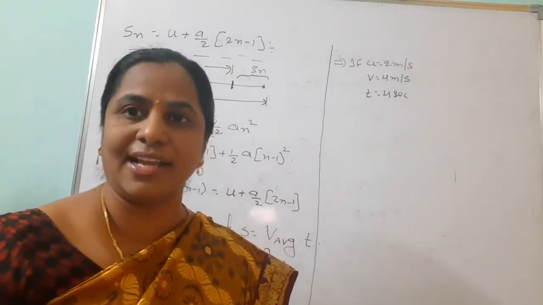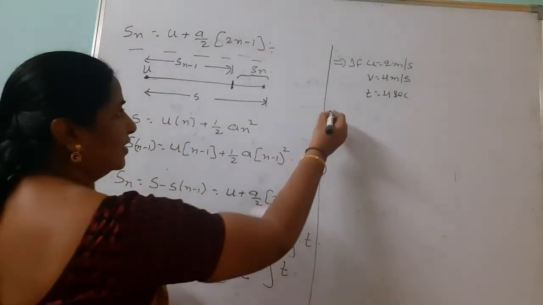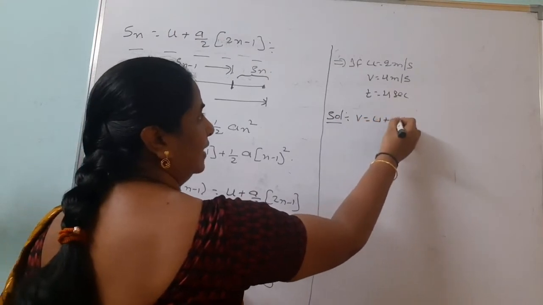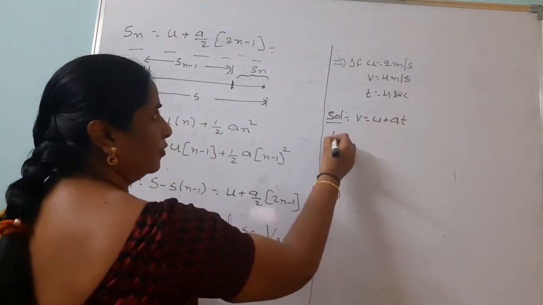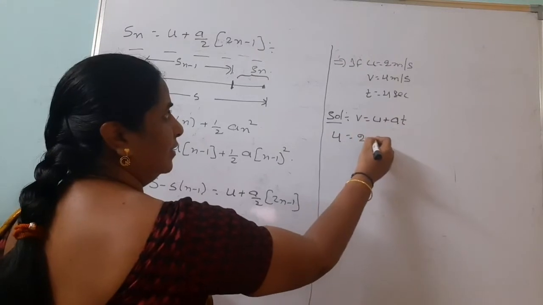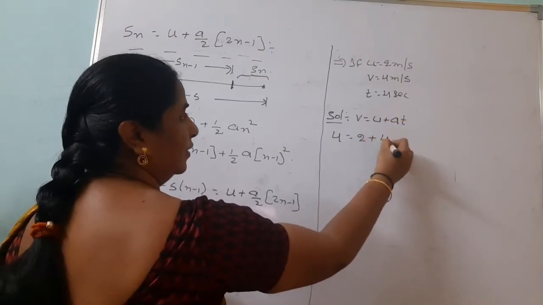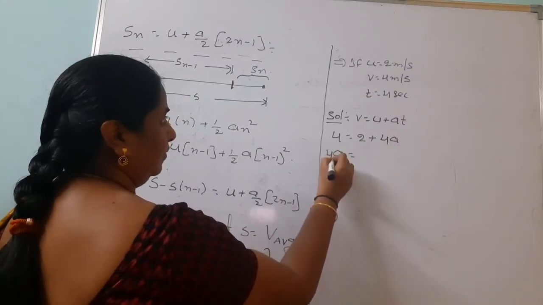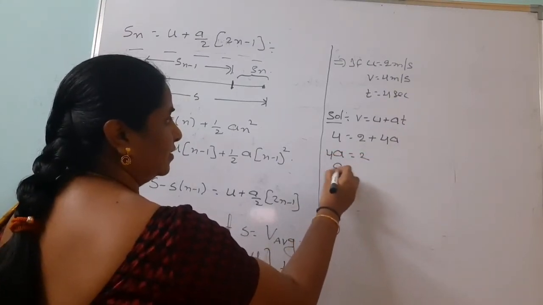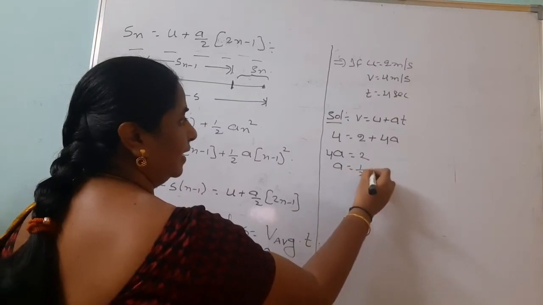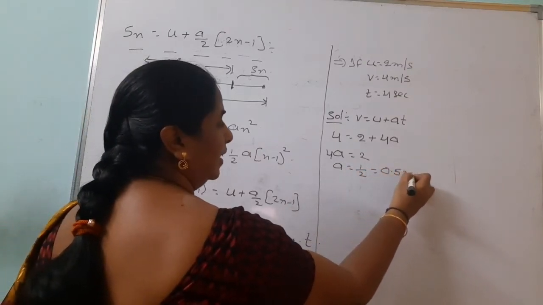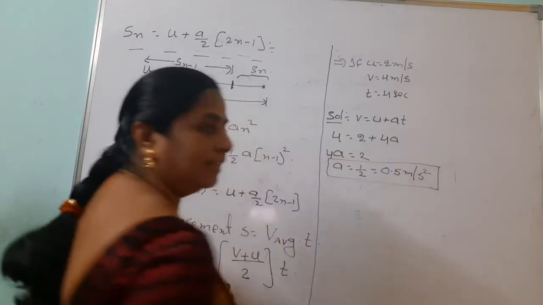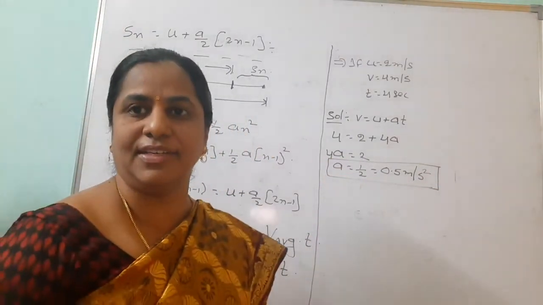How do we find the acceleration here? We can use the first equation of motion, v equals u plus at. Instead of v, 4; initial velocity 2, plus time 4, so 4a. After simplification, 4a equals 2, then a equals 1 by 2, 0.5 meter per second square. Like that we find the acceleration with the help of the first equation of motion.